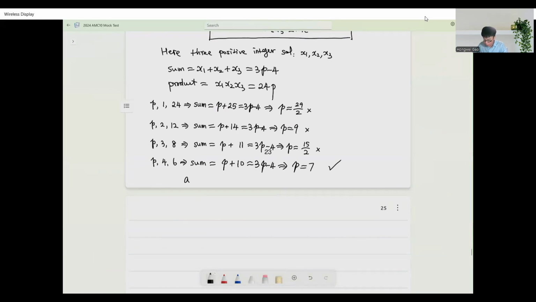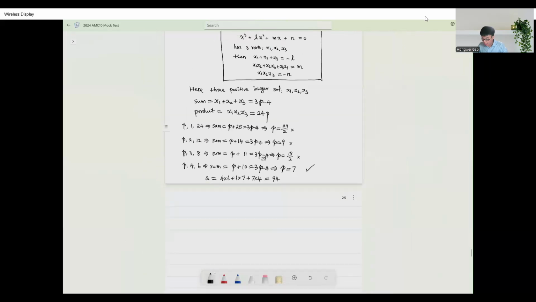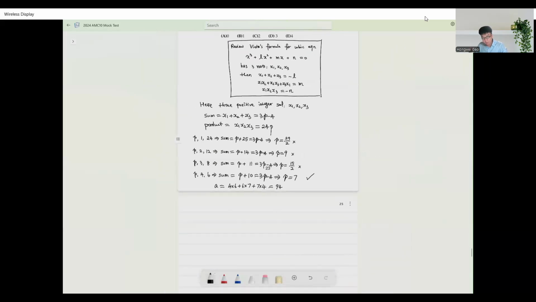We can solve a. A is 4 times 6 plus 6 times 7 plus 7 times 4. So we can solve a is 94. So this case works. Well, we may also have a case that one root is a multiple of p, not just one p.